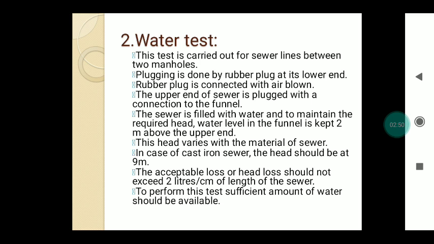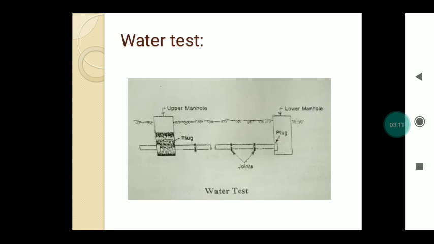In case of an iron sewer, the head should be at least 9 meters. The acceptable loss should not exceed 2 liters per centimeter of the length of the sewer for the water test. And to perform this test, we should have a sufficient amount of water. The diagram shows the actual construction of the water test, in which two manholes are there.